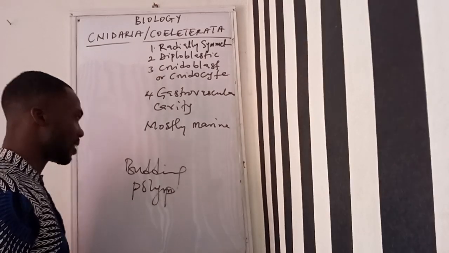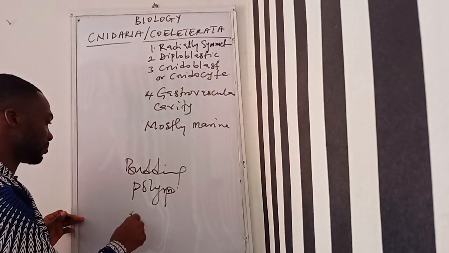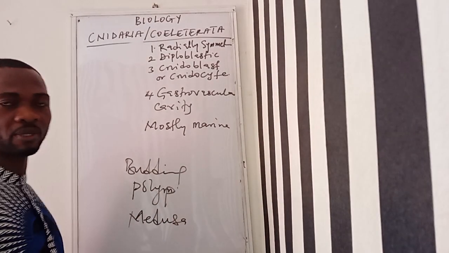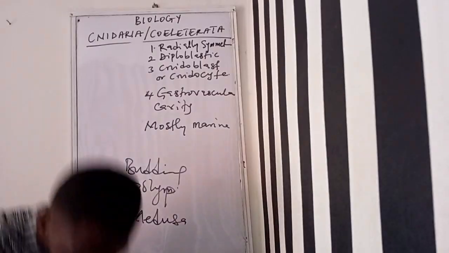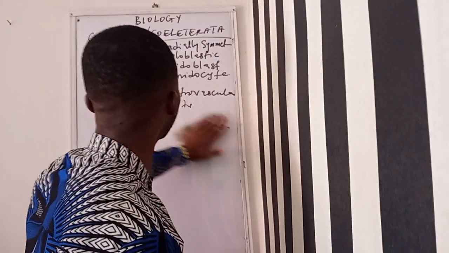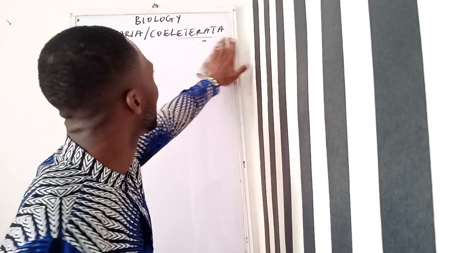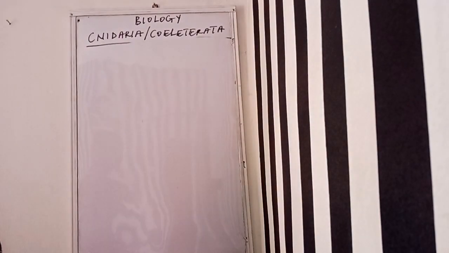We now have the medusa. Members with the body form called medusa are the ones that can reproduce sexually. So these are the characteristics of Cnidaria.